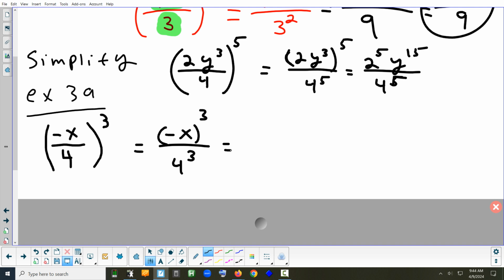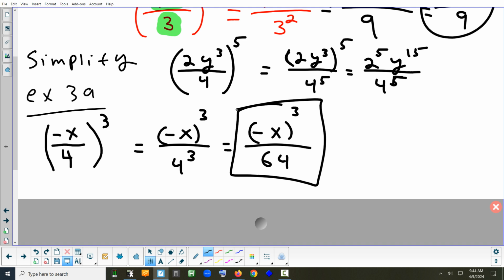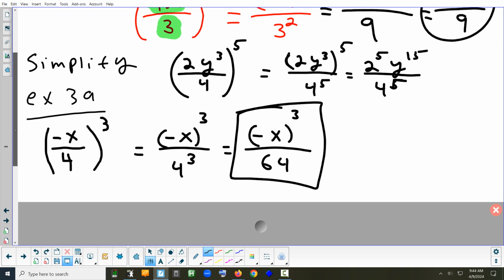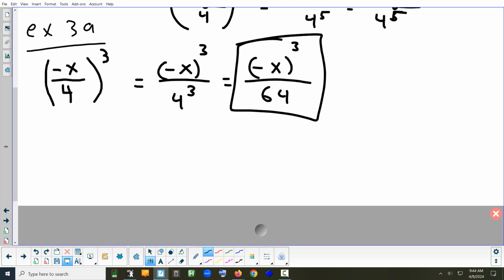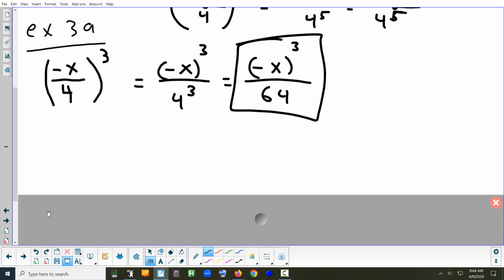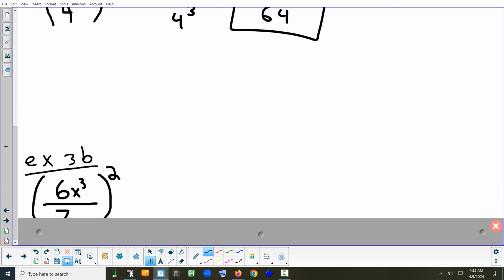4 times 4 times 4. Does anybody know what 4 times 4 times 4 is? Not 4 times 3. So 4 times 4 is 16. And then 16 times 4. Yeah, 64. Right, so that was actually a little bit easier fraction to a power. It wasn't as complicated as the ones I even did up there. Any question on that one? I'm just trying to show you all the different kinds of problems you could have.